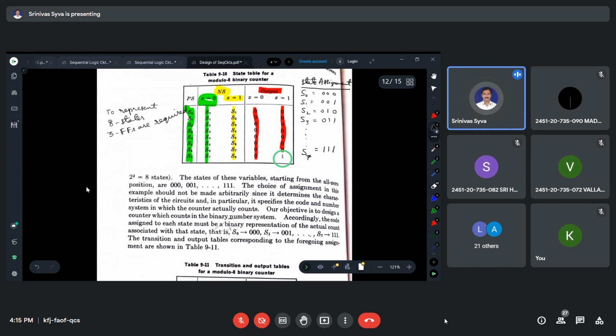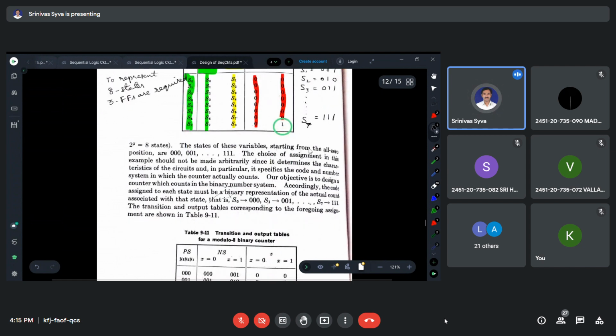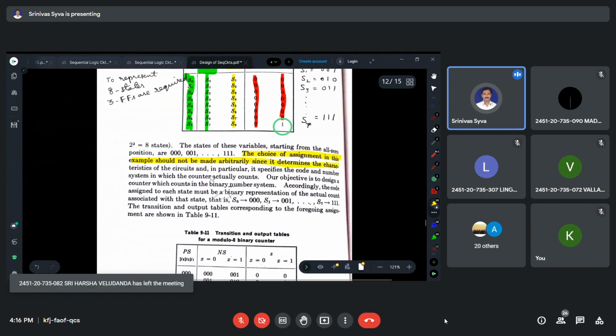In a different order you cannot give, because this is a count, no? It is a counter. So in the case of a counter, the state assignment should be given only in one way. The states of these variables start from the all 0 position, 0 0 0, up to 1 1 1. The choice of assignment in this example should not be made arbitrarily. We have to follow only one method, since it determines the characteristics of the circuit. It is a count, after all.